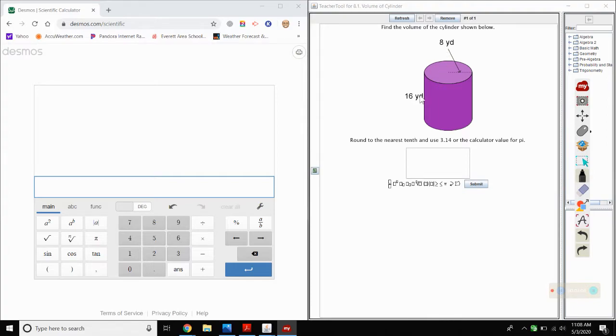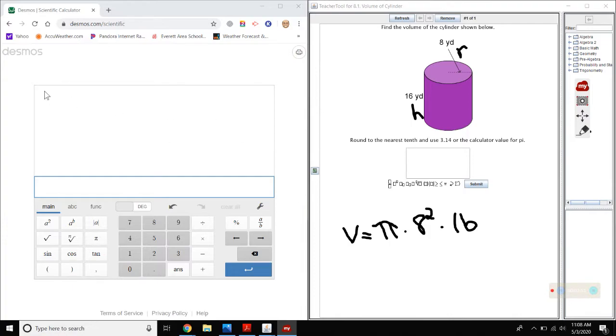We have 8 yards here and 16 yards. So this obviously is the height, so I'm going to make that H. 8 yards, and we can see the dashed line is only half of the circle, so that's showing us our radius. So we've identified our numbers that go into our formula. Volume equals pi times the radius. The radius is 8. It's pi times radius squared times the height. The height is 16.